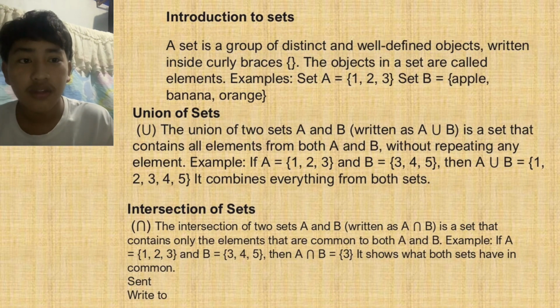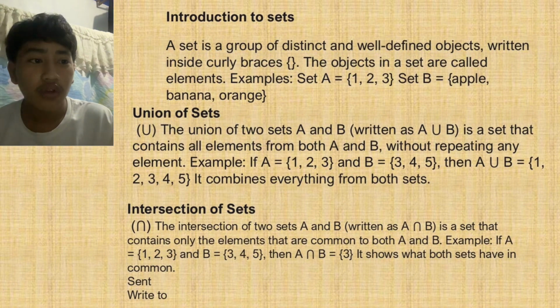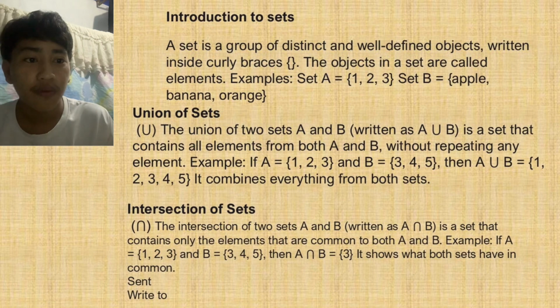Union of sets. The union of sets A and B, written as A ∪ B, is a set that contains elements from both A and B without repeating any element. Example: if A is {1, 2, 3} and B is {1, 3, 4, 5}, then A ∪ B is {1, 2, 3, 4, 5}. It combines everything from both sets.